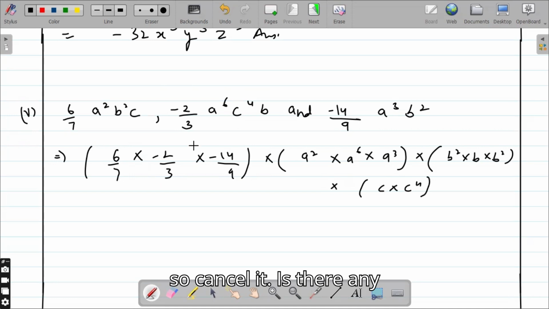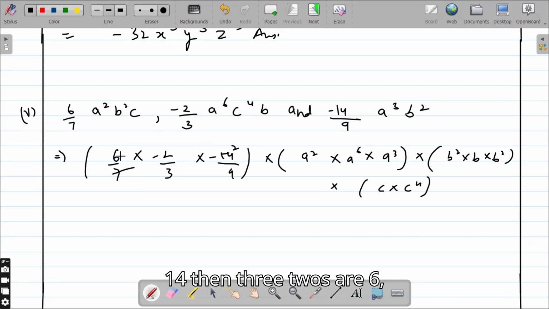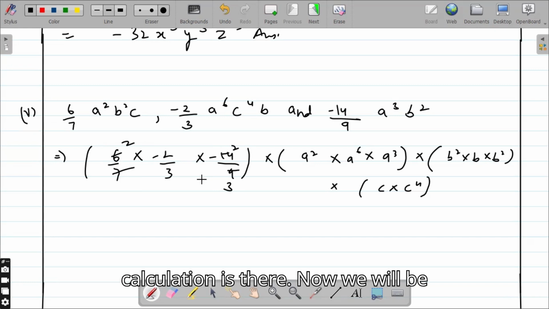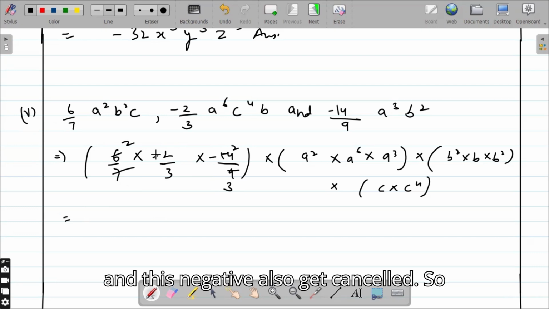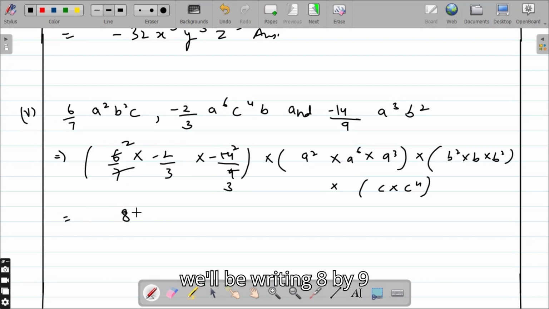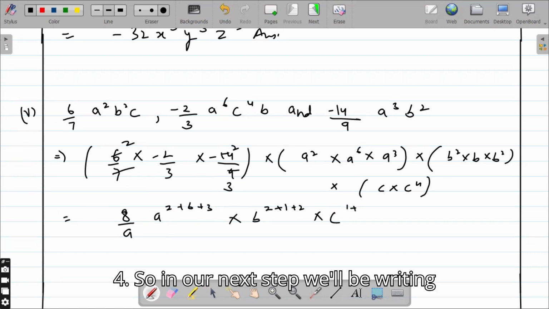Is there any cancellation? Yes. 7 ones are 7, 7 twos are 14. Then 3 twos are 6, 3 threes are 9. No other calculation is there. And this negative also gets cancelled. So we'll be writing 8 by 9. Then a^(2 plus 6 plus 3) into b^(2 plus 1 plus 2) into c^(1 plus 4).